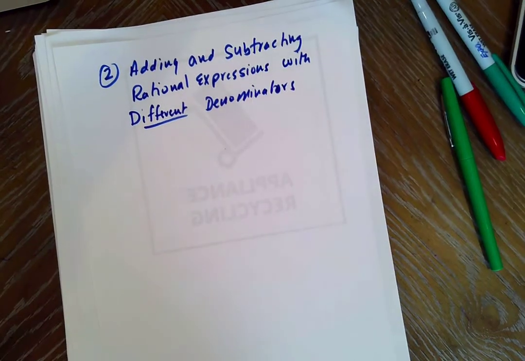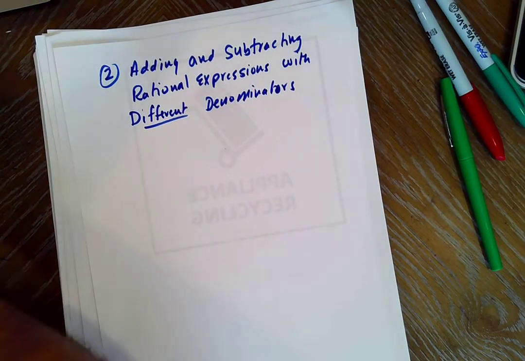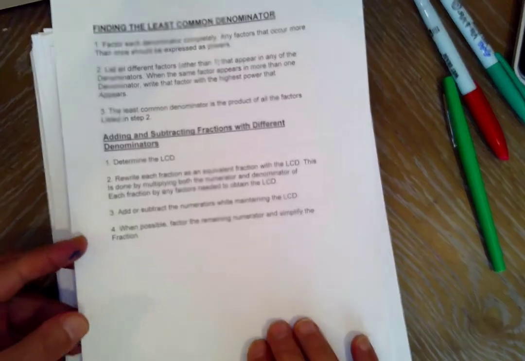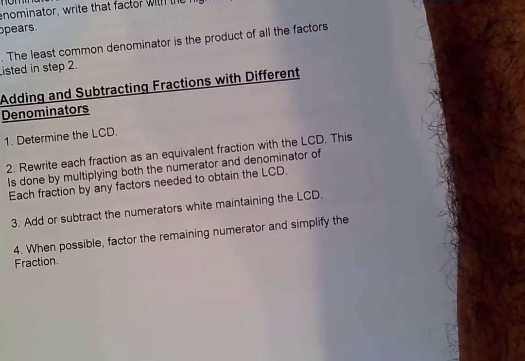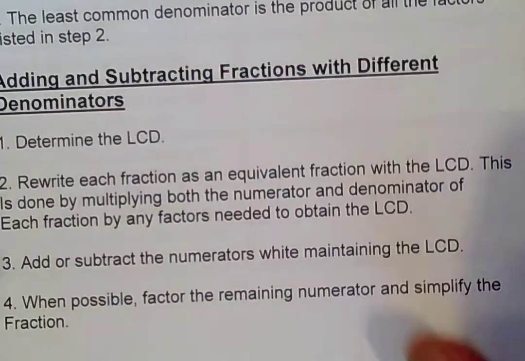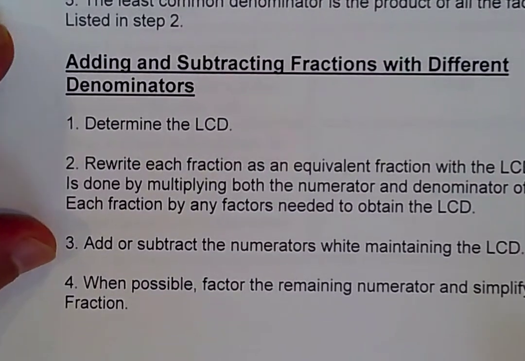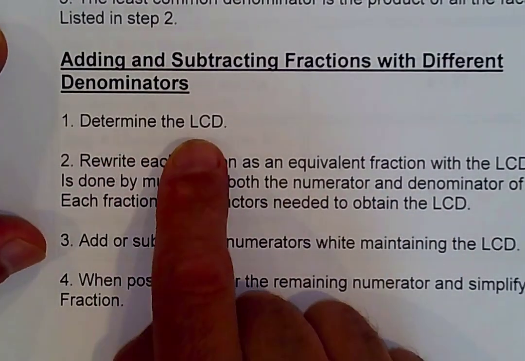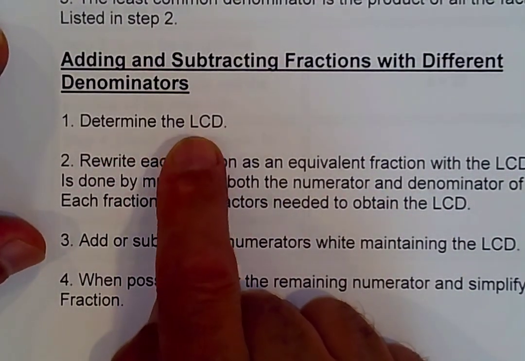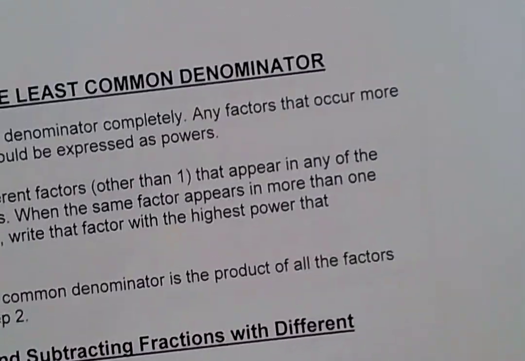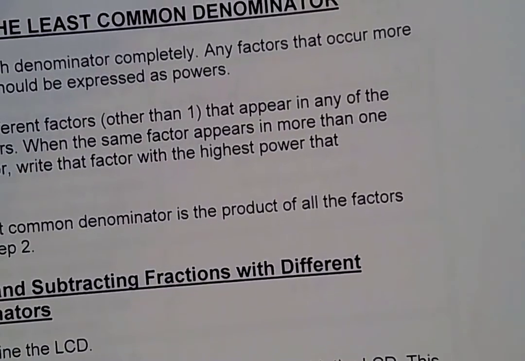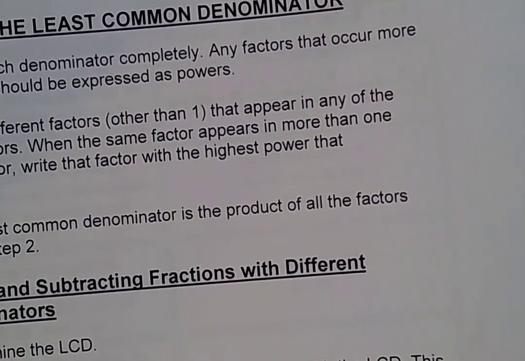Here, so in order to do that, there's a handout, again it's on D2L for you, adding and subtracting fractions with different denominators. You can see the first step says determine the LCD, okay, the least common denominator, and I have the steps on top for finding the LCD. Let me just zoom out so you can see.